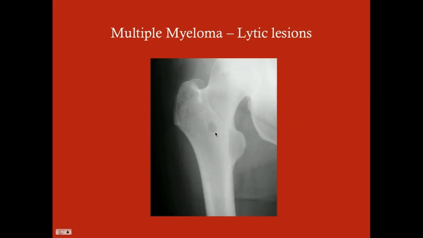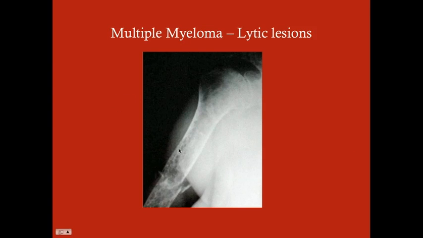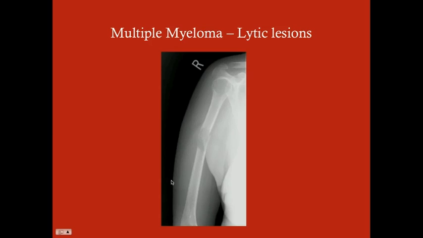Here you see just a solitary lytic lesion at the femur. And then here's multiple lytic lesions at the humerus, and you also see what would be a pathologic fracture here. It looks like a chalk stick fracture of the middle humerus, transverse fracture. And then here's another one. Here you see a big lytic lesion right here, as well as probably an incomplete transverse fracture.